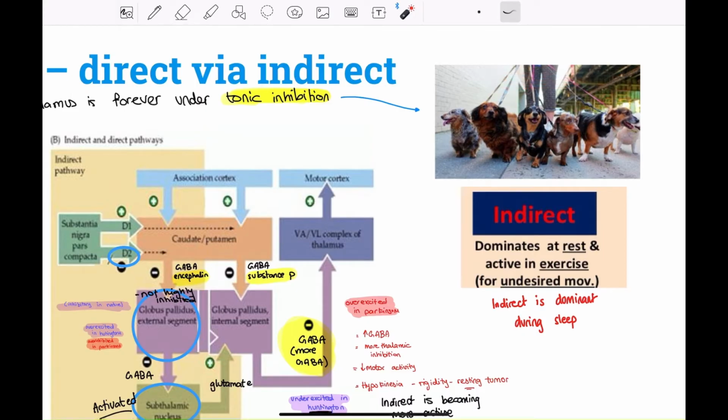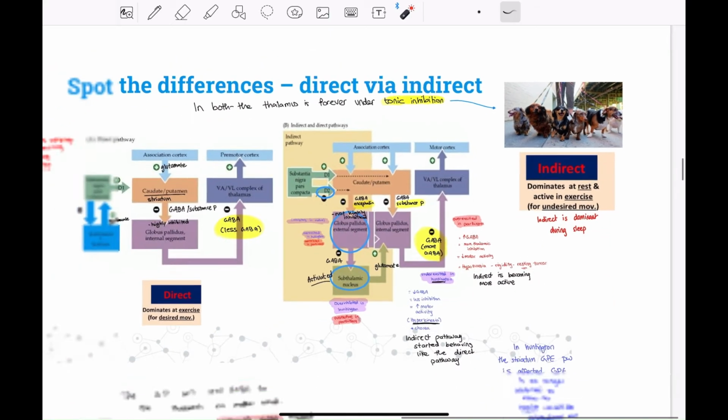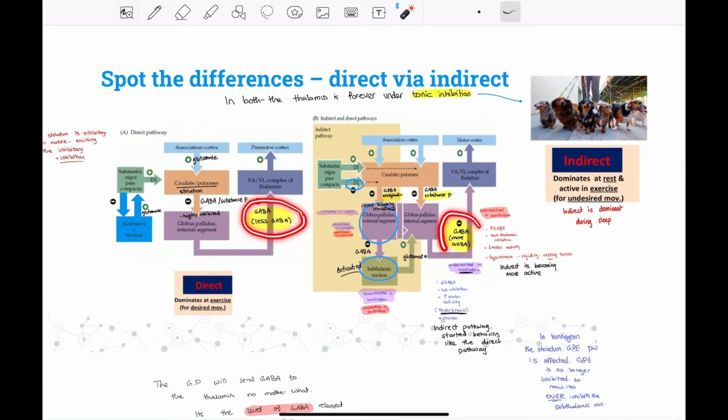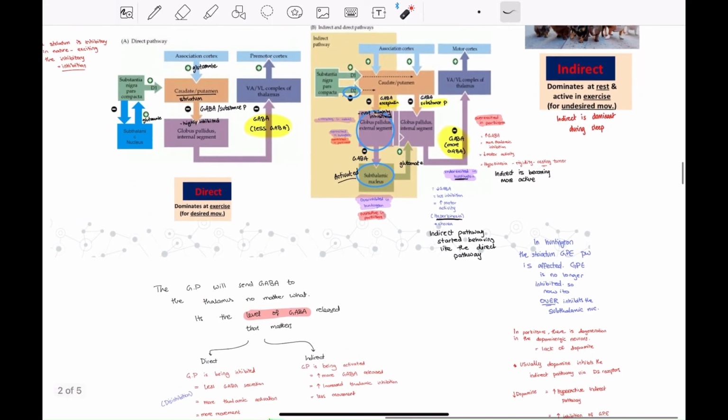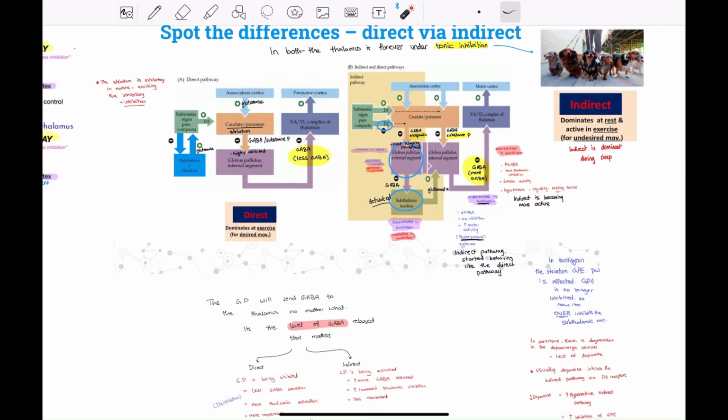So you have to constantly keep the thalamus under tonic inhibition, which is why you can notice that in both pathways, over here in the indirect and direct pathway, the thalamus is receiving inhibitory input. No matter what is happening here or here, the final thing that is happening is GABA is being released to the thalamus. But what's different is the level of GABA. As we obviously know, GABA is an inhibitory neurotransmitter, while glutamate is an excitatory neurotransmitter.